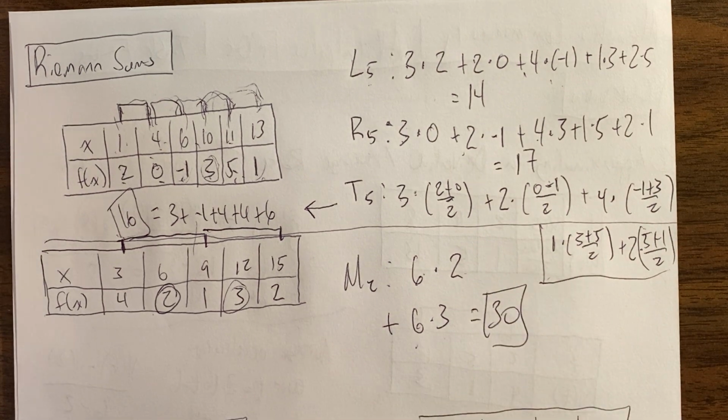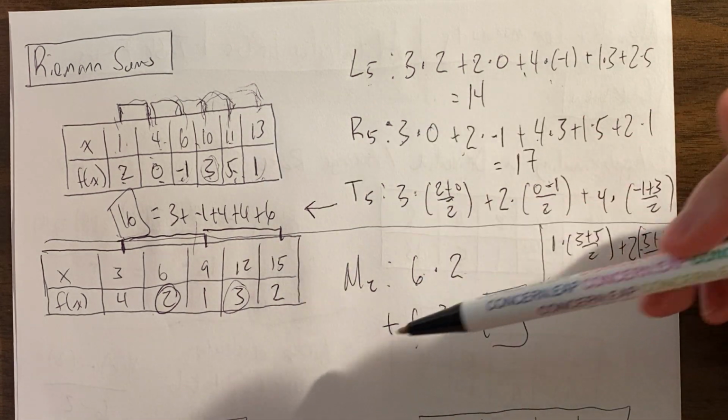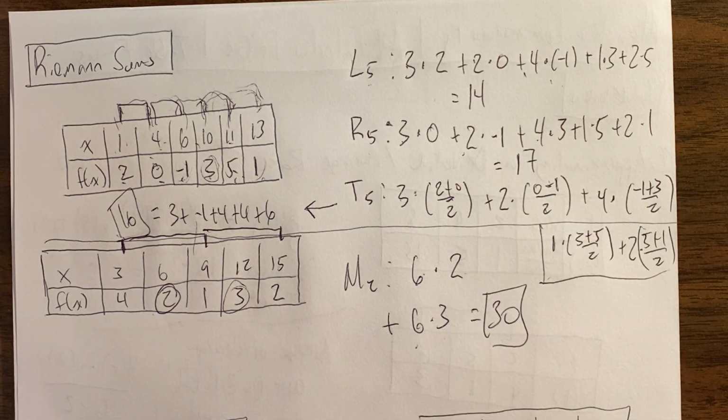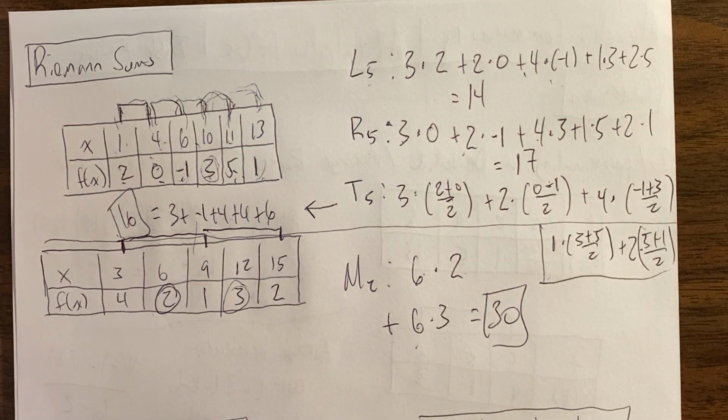So again, you have to know how to do these Riemann sums. Left, right, trapezoidal, midpoint. They come equally often, maybe 25% chance for each one. And again, they're not too bad to know because they're just multiplying and adding numbers. You just have to know which ones to add, and then you will be good to go.